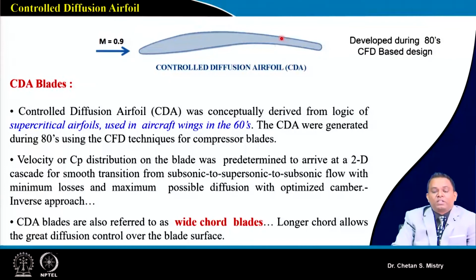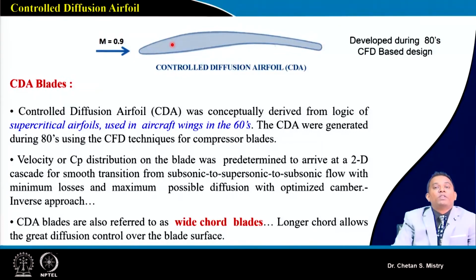Suppose we consider this is, say, a CD aerofoil. Maybe at the initial stage you consider a double circular arc aerofoil, and later on, as per the expectation of your flow on the blade surface, the shape will get modified, and this is a new kind of aerofoil.